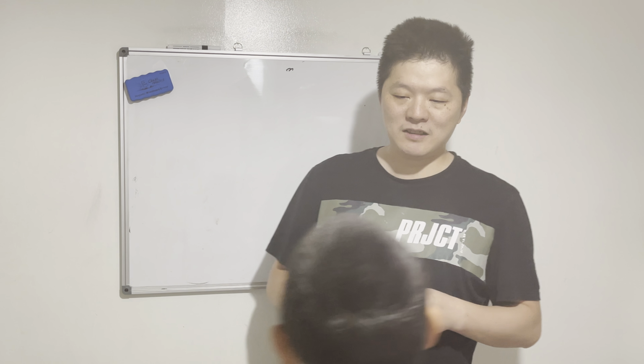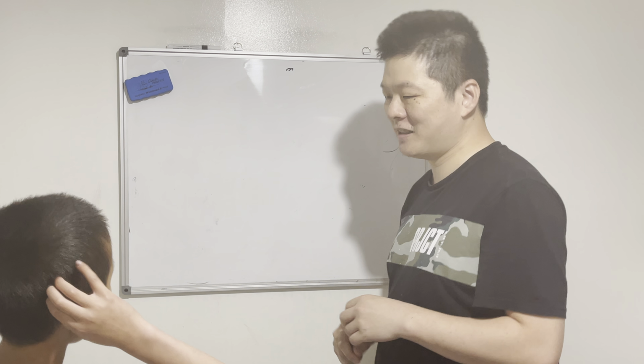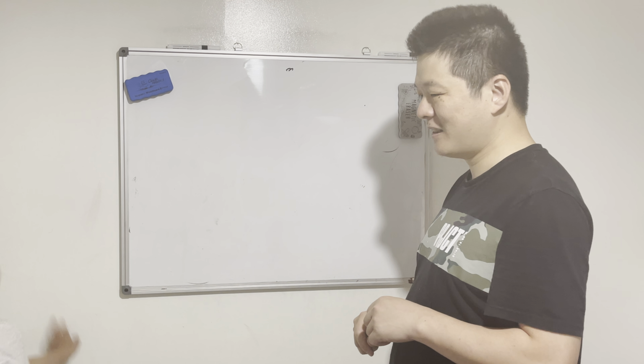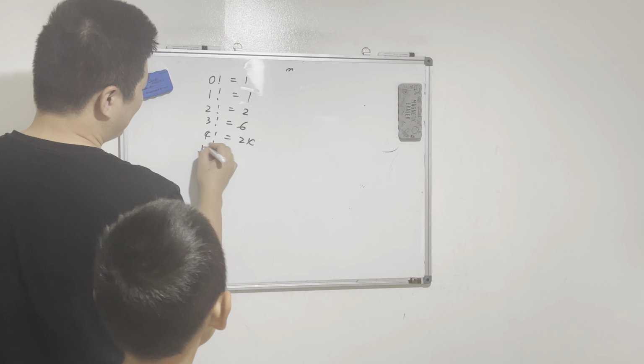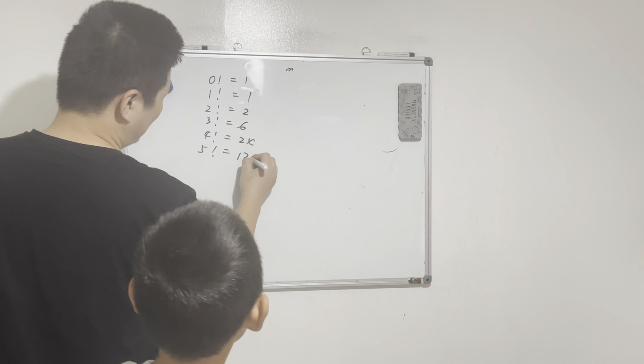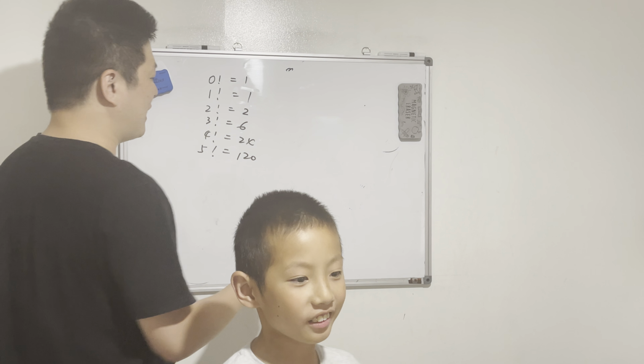What have we talked about yesterday? Remember? We talked about the factorial sum. 0 factorial equals 1. 1 factorial equals 1. 2 factorial is 2. 3 factorial is 6. 4 factorial is 24. 5 factorial is 120. And 6 factorial is 720.